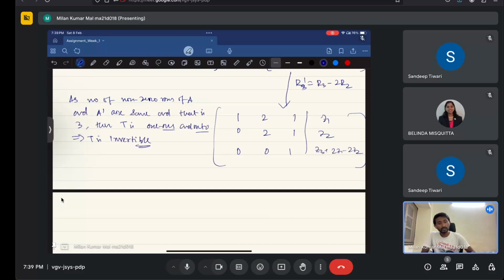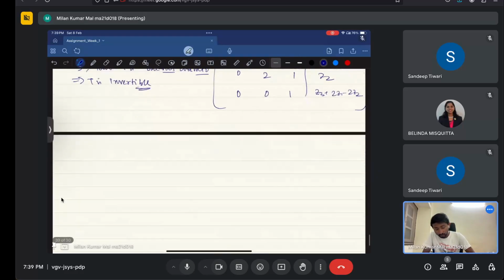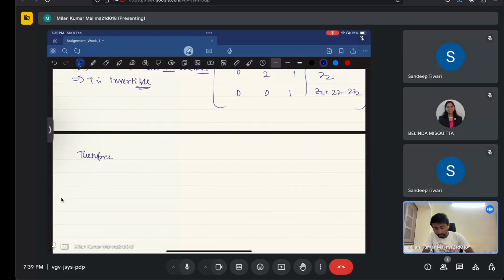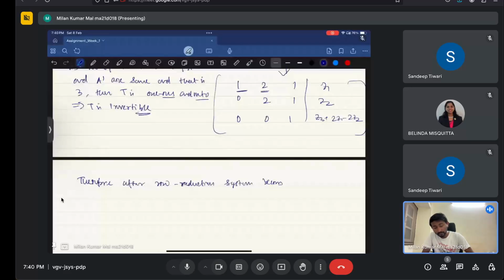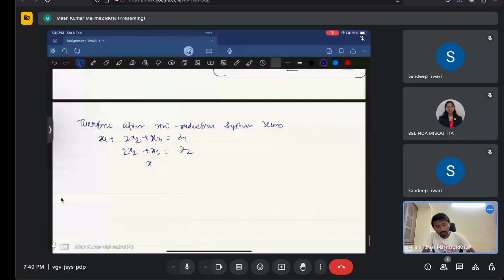So how to find the inverse? We'll do it quickly. After row reduction, the system becomes x1 plus 2x2 plus x3 is equal to z1, 2x2 plus x3 is equal to z2, and x3 is equal to z3 plus 2z1 minus 2z2.